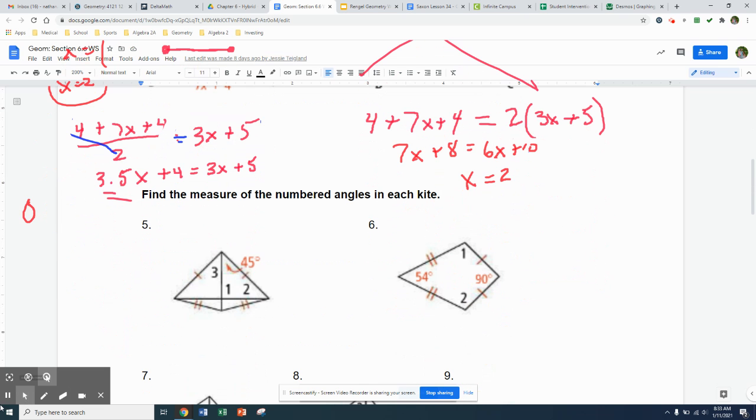Now, I started out class talking about how kites are very similar to rhombuses. When you connect the diagonals on the kites, you're going to start to form triangles. And then the diagonals are going to meet at a special angle. The diagonals are going to meet at 90 degrees. So when I'm looking at angle 1 here, angle 1 is going to be 90 degrees. Then also that's going to mean I'm dealing with some right triangles.